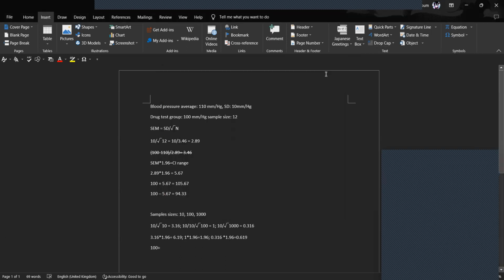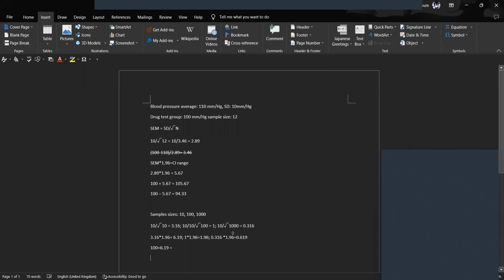Let's play it simple. So plus 6.19, and that's going to equal 106.9. And you do it for each of these. But the point is that you'll notice that as we increase the sample size, the standard error of the mean gets smaller. And so the confidence interval range is going to get smaller.